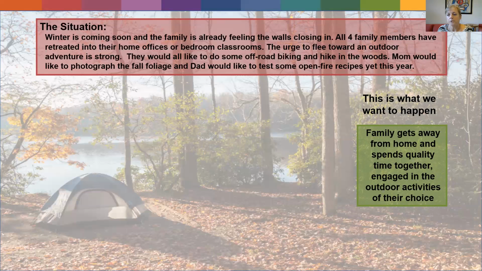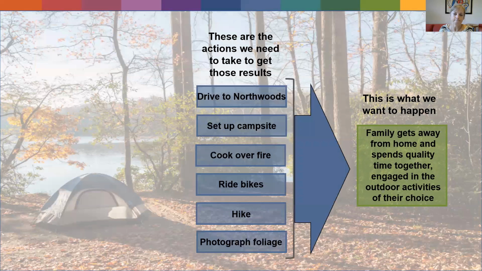So from that situation, this is what we want to happen: the family gets away from home and spends quality time together, engaged in the outdoor activities of their choice. And in order to make those things happen or achieve those goals, these are the actions we need to take. So they need to drive to the North Woods, set up a campsite, cook over the fire, ride bikes, hike, and photograph foliage.